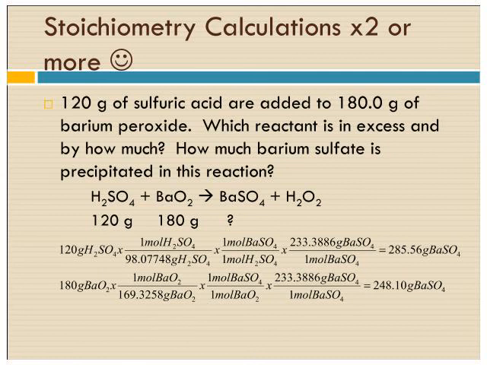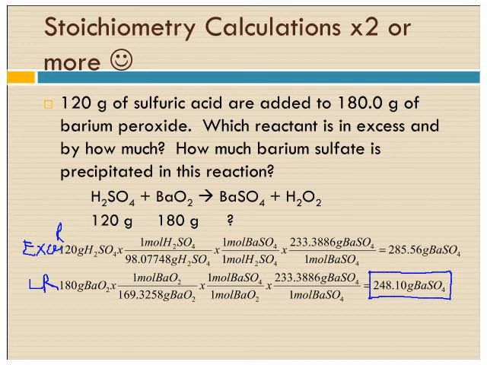As you can see, the 120 grams of sulfuric acid produces 285.56 grams of barium sulfate, while the 180 grams of barium peroxide produces 248.1 grams of barium sulfate. Thus, the amount that's going to be produced is the lower amount, the 248.1 grams of barium sulfate. That's all that can be made from the 180 grams. Thus, that one is the limiting reactant, and the other one's in excess. So whichever one produces the least amount is the limiting reactant.